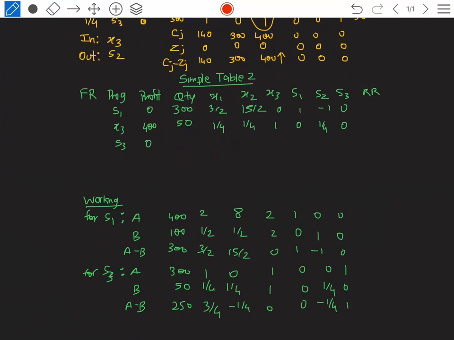These are A minus B values. Let's write down these A minus B values over here now. 250, 3 by 4, minus 1 by 4, 0, 0, minus 1 by 4, and 1. Then we have the Cj values, which is the gross benefit. So that's 140, 300, 400, 0, 0, 0. That's the Cj values remaining constant every time.